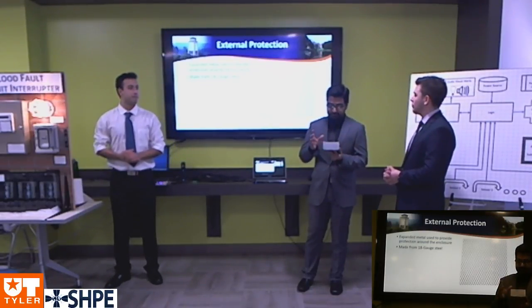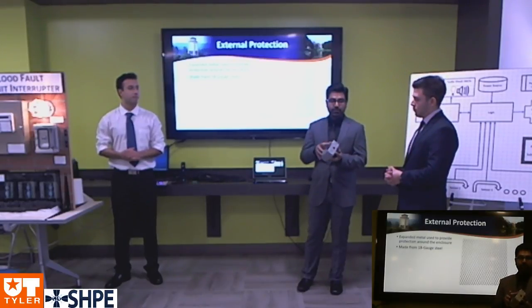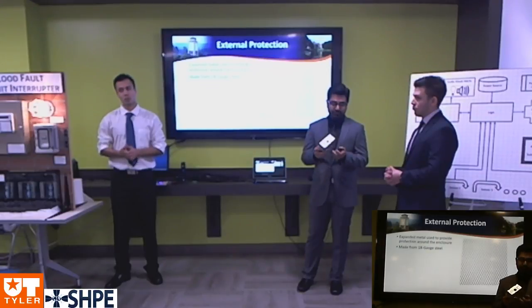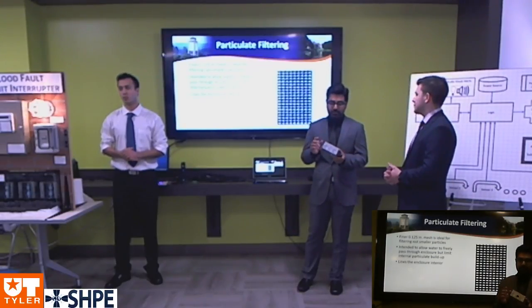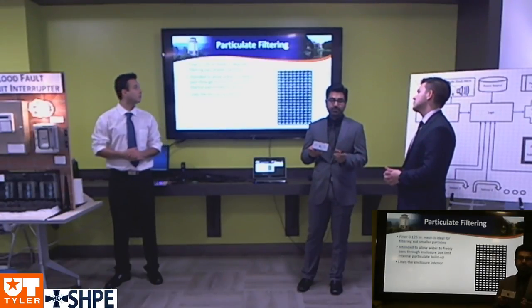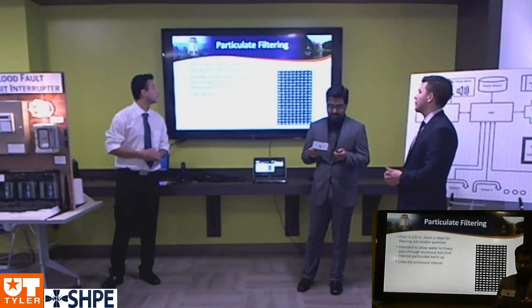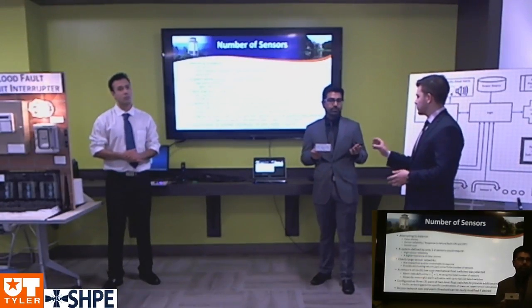And the outer side, we have 18-gauge steel layers, and the inner we use the fine mesh, which has a diameter of about 0.0125 inches. And for more sensors, now we'll talk about the number of sensors.